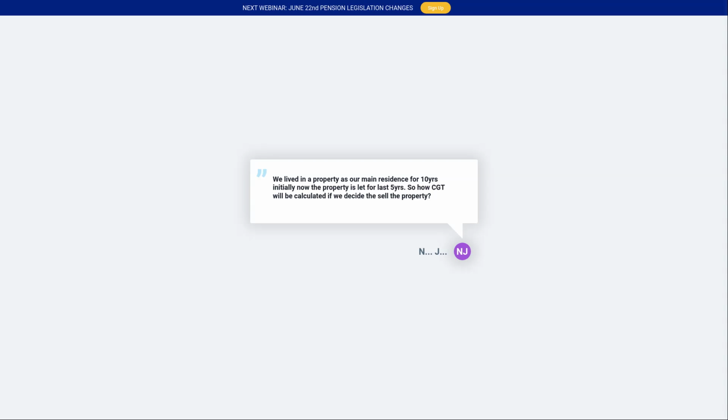Then we look at Nilesh Joshi. We lived in a property as our main residence for 10 years initially. Now the property is let out for the last 5 years. So how CGT will be calculated if we decide to sell the property?